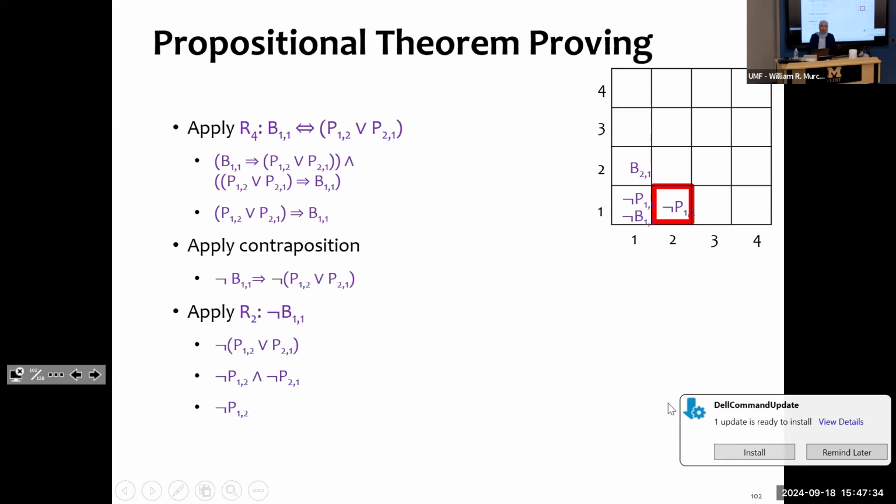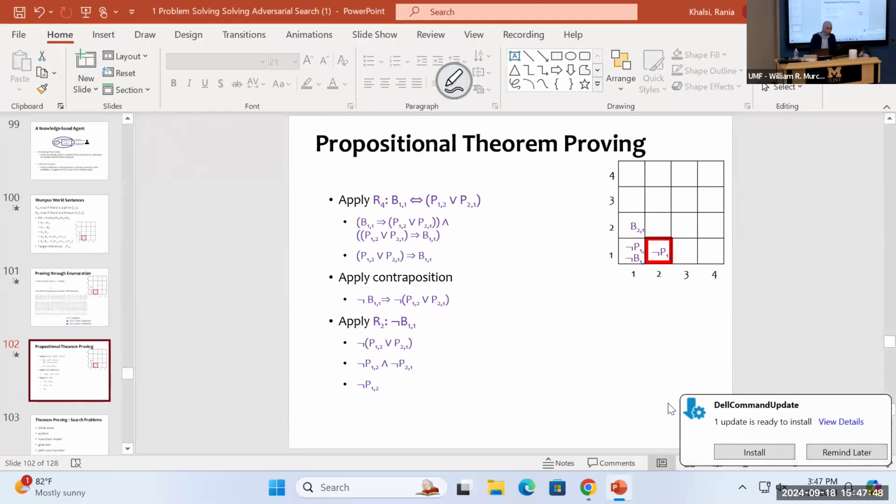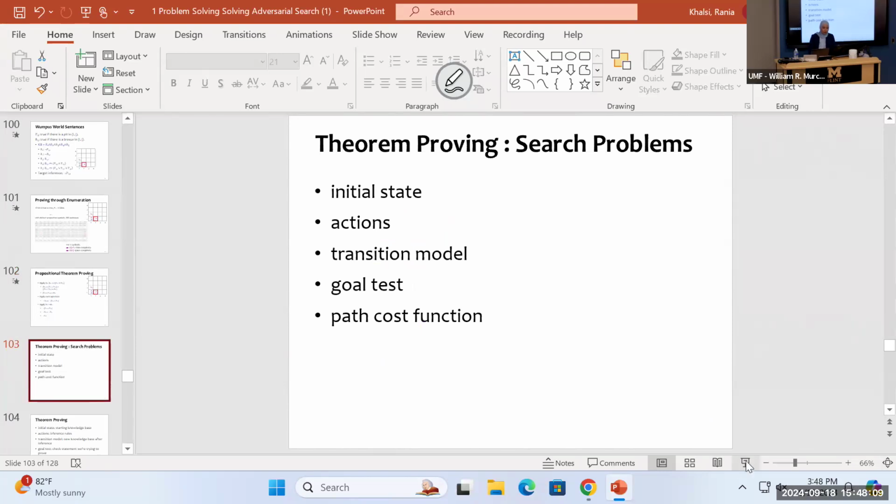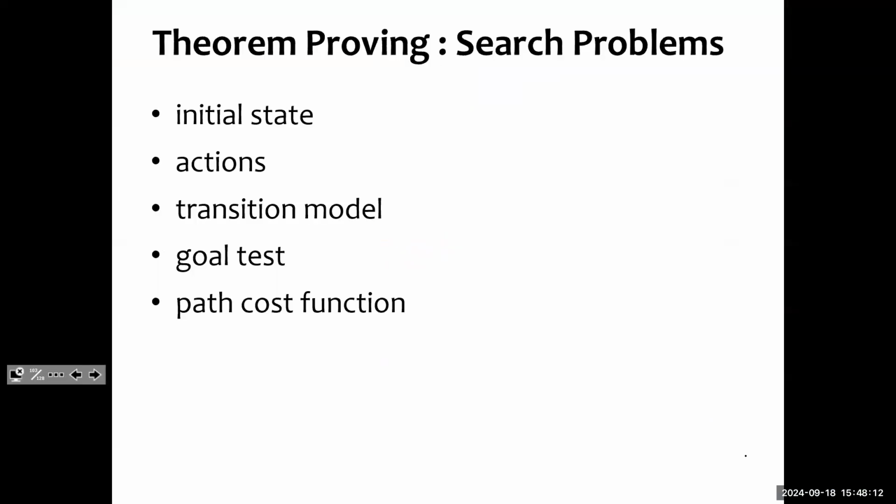I have a question. If we have not P1,2 and not P2,1, why are we choosing not P1,2? Because based on the rule here, we already have not P12 in the first position. So we'll have not P2,1, not 1,2. Okay. Is that clear, please? Yep. Good.